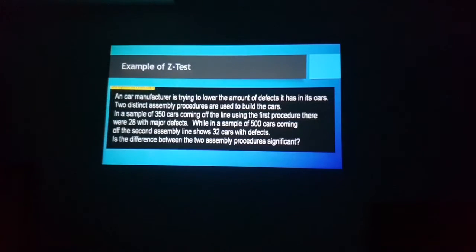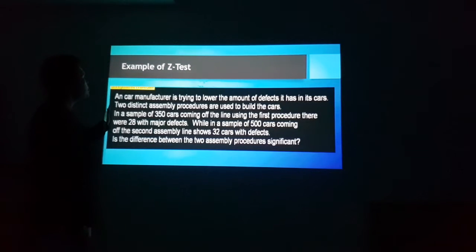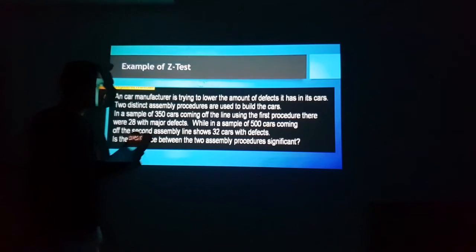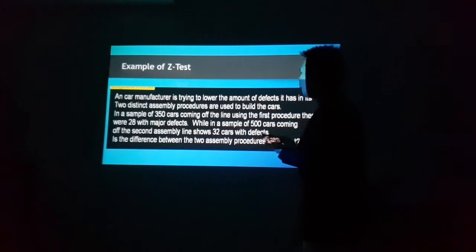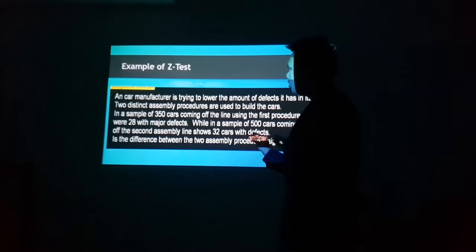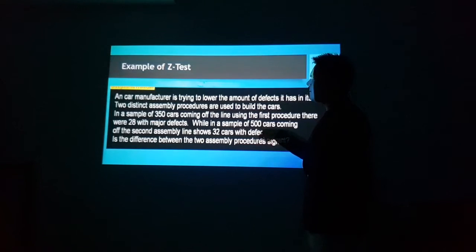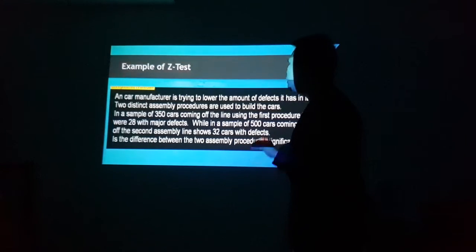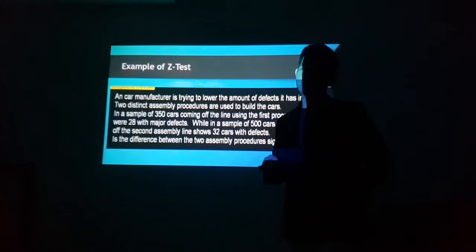Let's have an example. A car manufacturer is trying to lower the number of defects in its cars. Two distinct assembly procedures are used to build cars. In a sample of 350 cars coming off the line using the first procedure, there were 28 with major defects, while a sample of 500 cars coming off the second assembly line shows 32 cars with defects. Is the difference between the two assembly procedures significant?